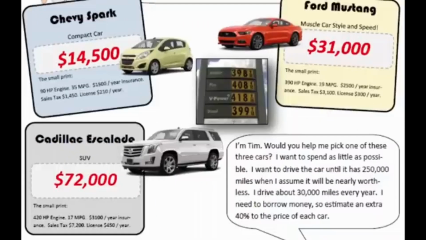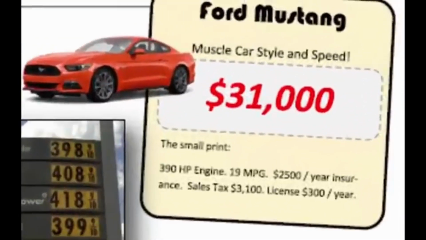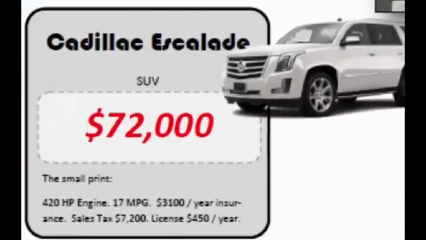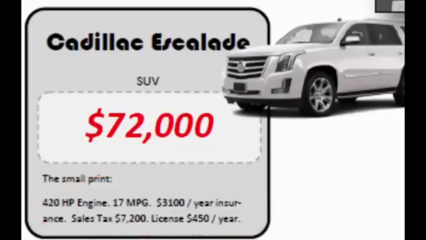Compare the other cars. They have higher numbers for each of those. So the Ford Mustang is $31,000. The gas mileage is much lower. The insurance and taxes and license are all higher. Her third choice is the Escalade. Certainly a luxury car with a price of $72,000, low gas mileage, high insurance, high taxes, and high license fees.